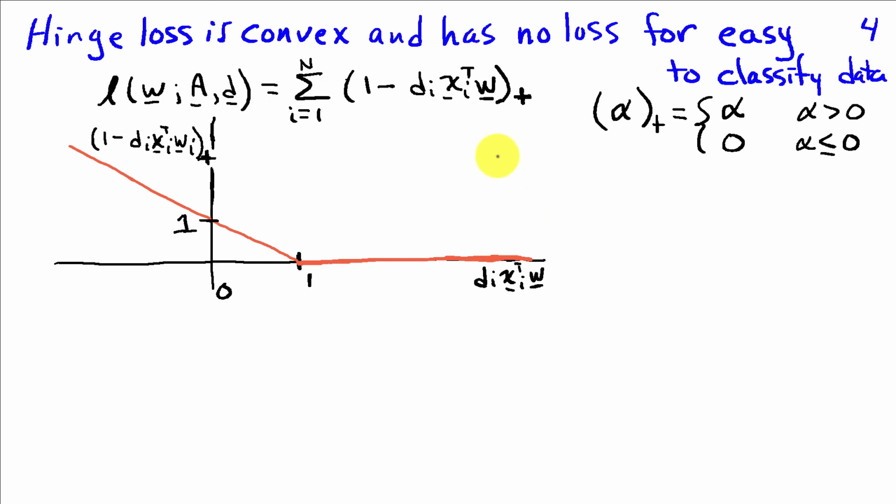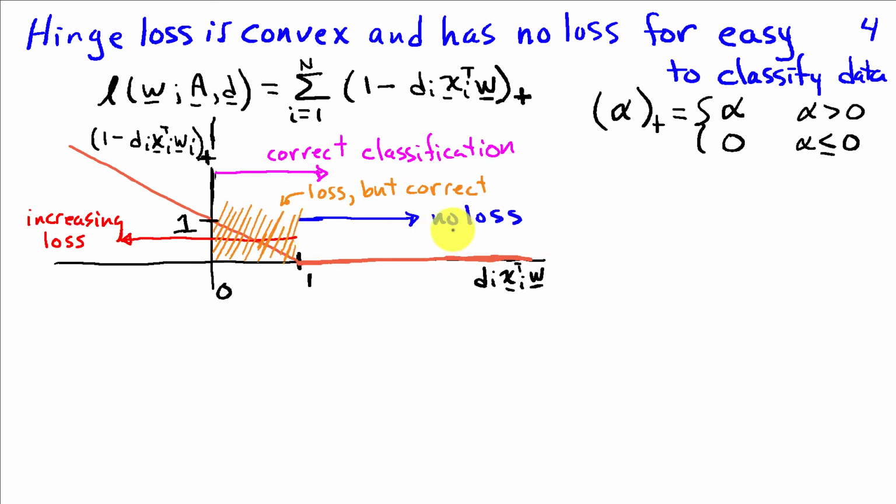And this prevents cases that are very easy to classify, which have large values of d_i x_i transpose times w, from influencing the design of w, because they contribute 0 to the loss function. So when we're to the right of 1 with d_i x_i transpose w, we have no loss. And then the loss increases as we go to the left of 1. So there is this interval between 0 and 1 for d_i x_i transpose w where we're making correct decisions, but we are incurring some loss. And this is the price we pay for obtaining a convex function.